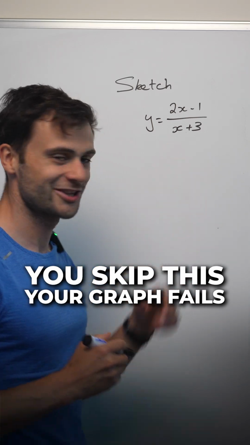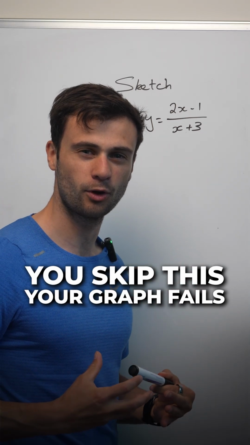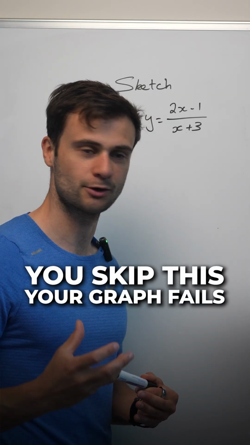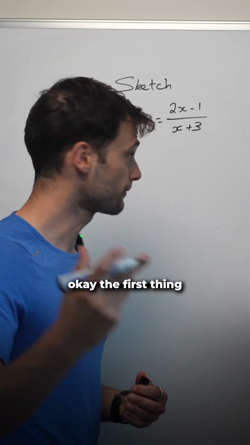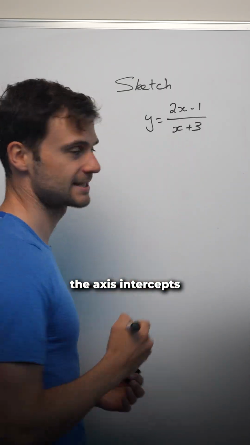Would you know how to sketch this algebraic fraction? Where would you start with a question like this? Like, what are the key points that are going to go on your diagram? Just thinking this through, you might think, okay, the first thing is going to be the axis intercepts. How do you find the axis intercepts in this case?